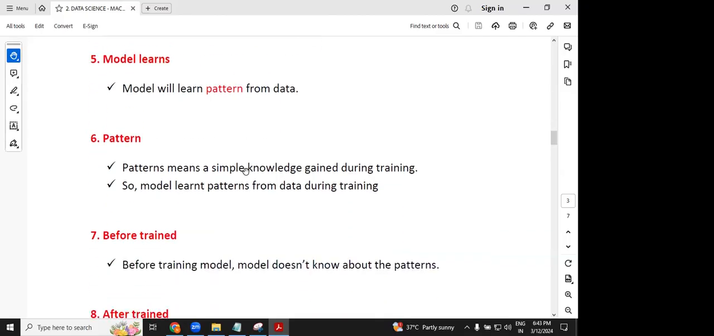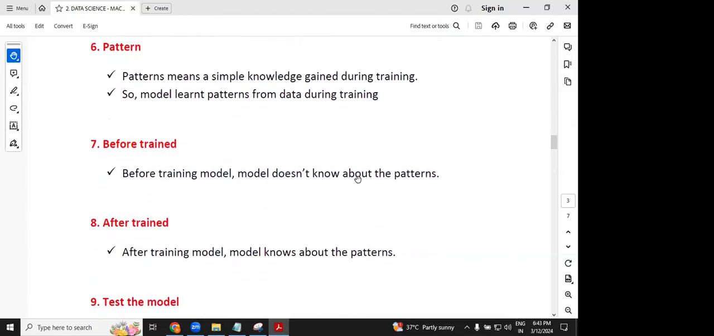Good. Next one. Pattern means simply knowledge gained during training actually. During training, definitely we can gain knowledge. Are you getting or not? Good. Next one. So the model learns patterns from what exactly? Data during training. Both words are same. Yeah, now you have to talk, sir.